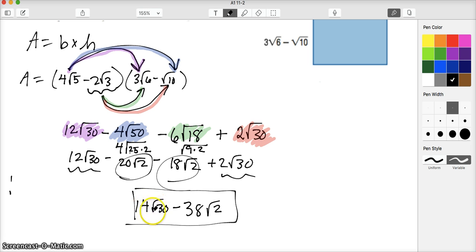Remember, it's like saying, hey guys, I've got 14 square root of 30s over here. And somebody says, hey, I got negative 38 square root of 2s. You can't join them together. They're two very different things.